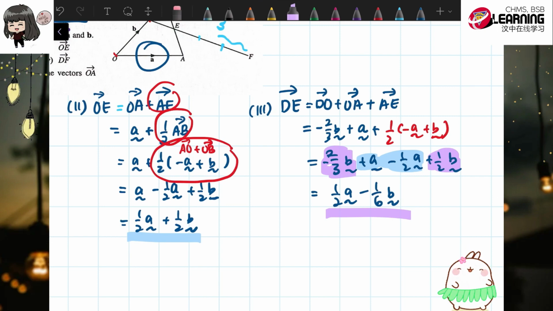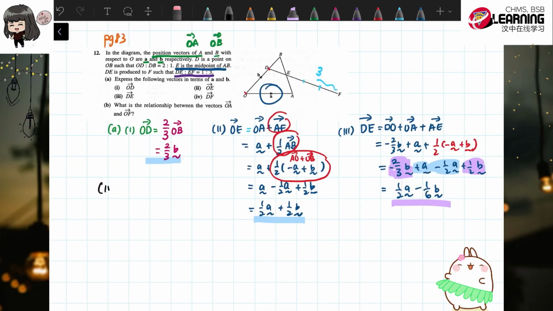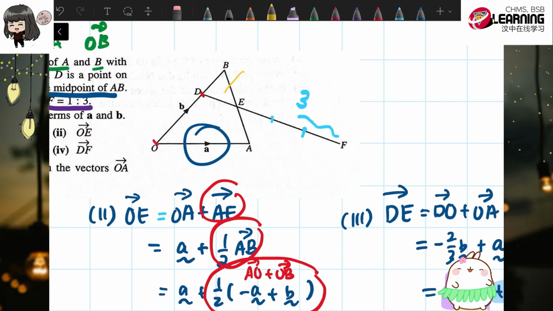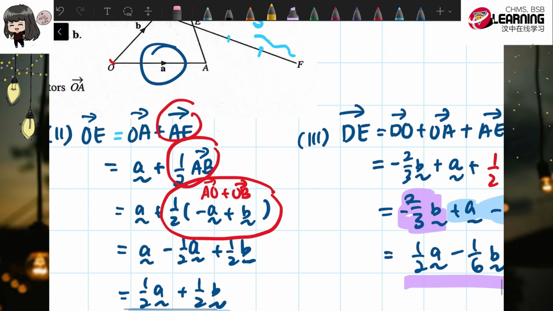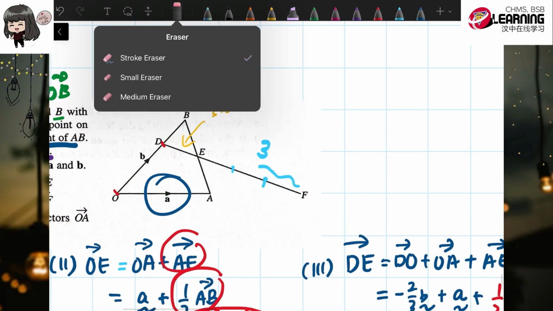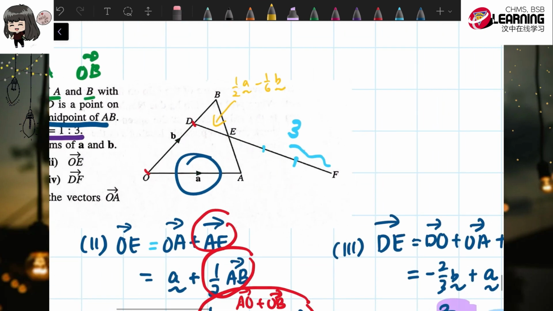Now part 4. Find DF. We have DE, right? DE here is negative 2 over 3B plus 1 over 2A. Sorry, I wrote it wrong: 1 over 2A minus 1 over 6B. We have DE, and we know that the ratio here is 1 to 3.